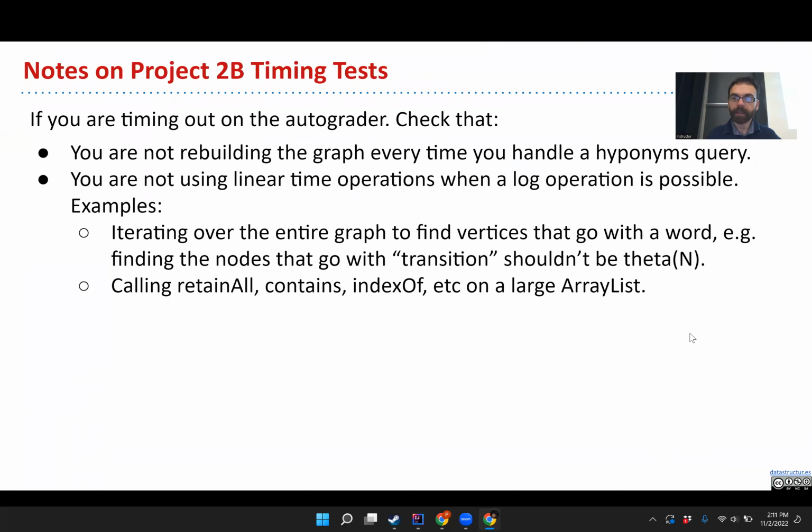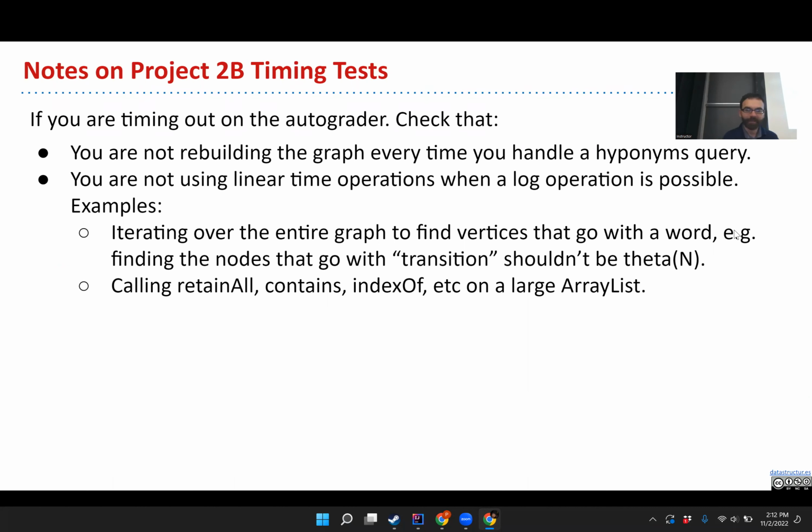Okay, so quick notes before we get going. If you're working on project 2B still and you're having problems with auto-grader timing tests, I have two key tips. One, make sure you're not rebuilding the whole graph every time you call the hyperdems handle method. I did a bunch of these tickets for an hour and a half last night, and that's not super common. I'd say the most common error I was seeing was people iterating over the entire graph to find, for example, the vertices that go with a given word.